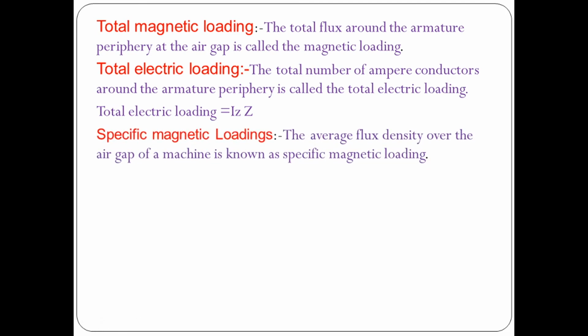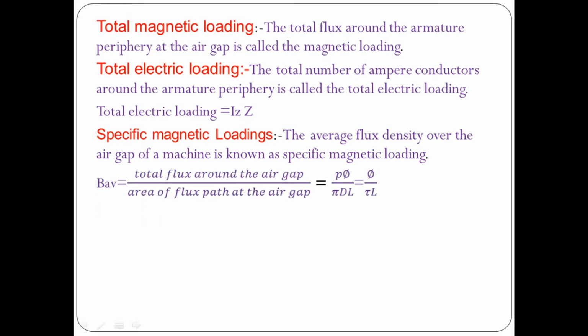Specific magnetic loading: the average flux density over the air gap of a machine is known as the specific magnetic loading. Flux density is nothing but flux per unit area. So the amount of flux present in one particular unit of area in the air gap is called the specific magnetic loading.